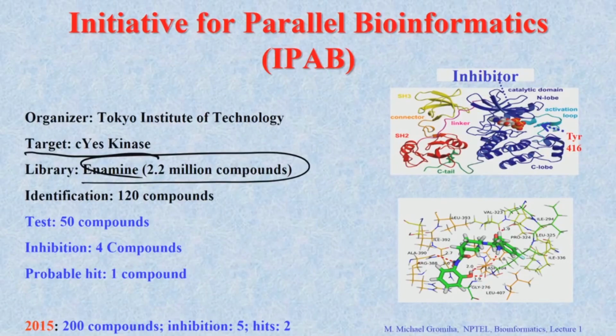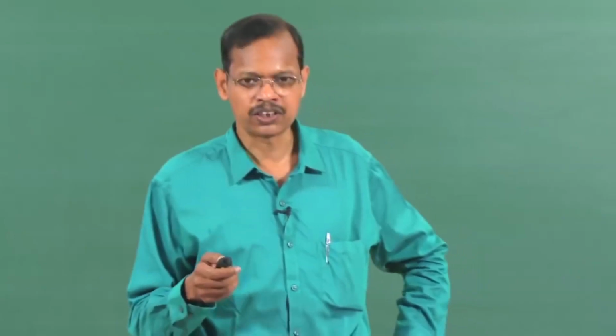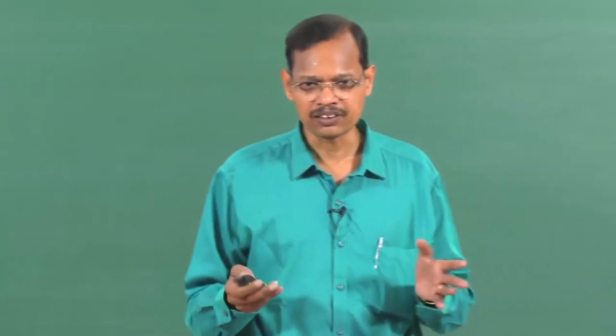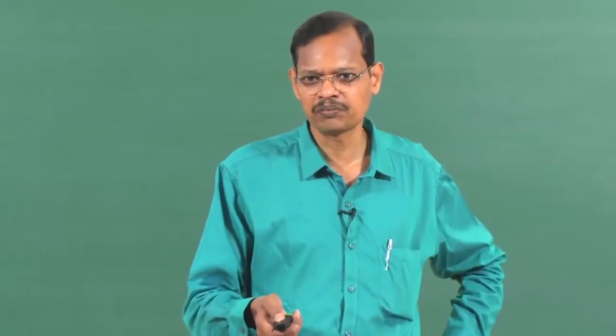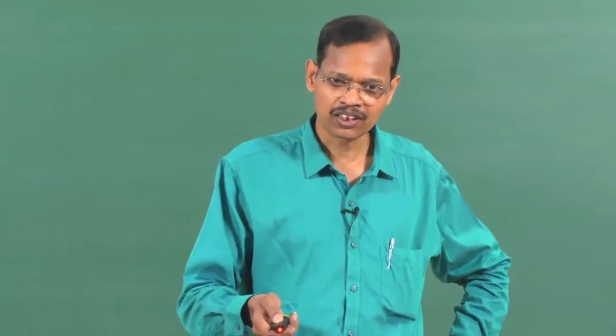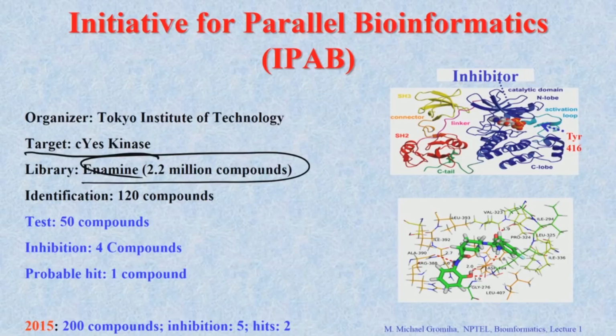In 2004, the Tokyo Institute of Technology organized a competition to identify inhibitors for this particular target. We also contributed to that. We identified about 120 compounds, and they tested 50 of the 120, and we showed that 4 compounds showed inhibition and 1 is the probable hit compound.